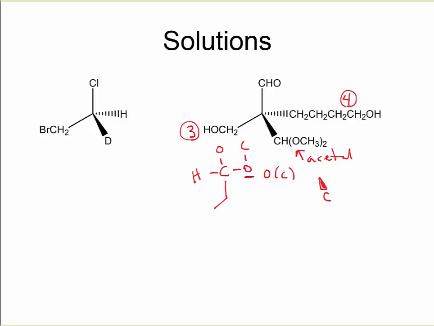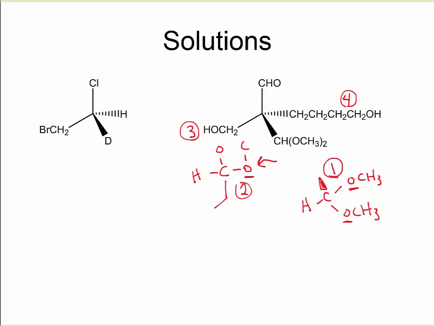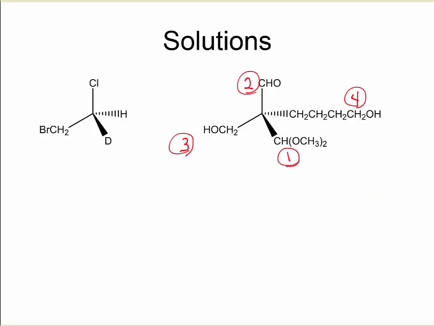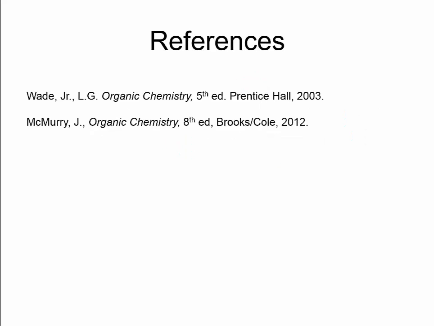So there's my bond to the carbon, and it's got 2 OCH3s. If I take a look at one of those oxygens, I see an O bonded to a carbon. I'm still tied. For the aldehyde, I'm out of atoms. But for the acetal, I have another oxygen, which means this is going to be a higher priority group, and this is going to be a lower priority group. So here is our final priority assignment. I did use Wade and McMurry as references when preparing this video.